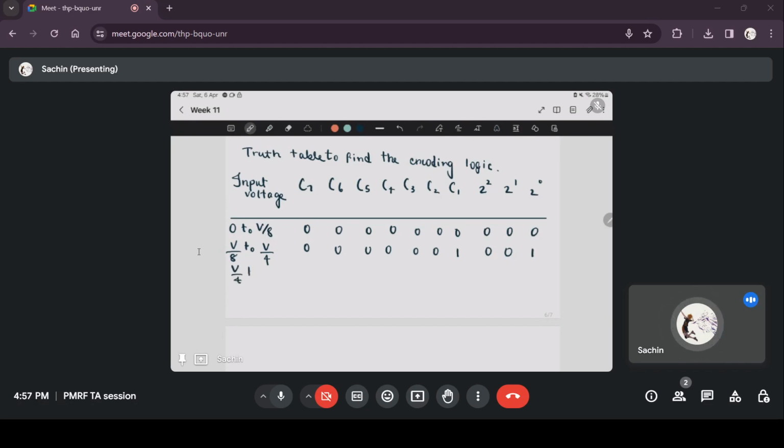From V/4 to 3V/8, both C2 and C1 are high, so this is encoded into 010. For 3V/8 to V/2, C1, C2, C3 all give you a high output, and that is encoded as 011.